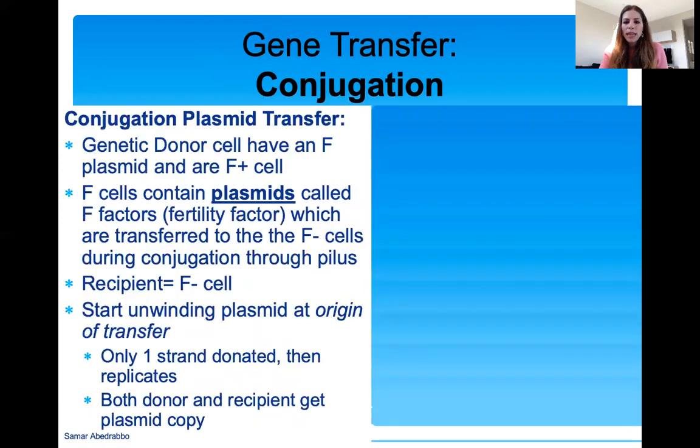So, conjugation plasmid transfer. This picture is not showing up, but if you download my lecture on the Canvas website, you have the lecture and the pictures. We call the cell that gives up its DNA the donor cell, and in science we say that's the F+ cell. F stands for fertility, so it's going to give up a piece of its DNA. The recipient cell is called the F- cell. Remember that both donor and recipients get plasmid copies. Please look at this image in your actual lecture when you download it.